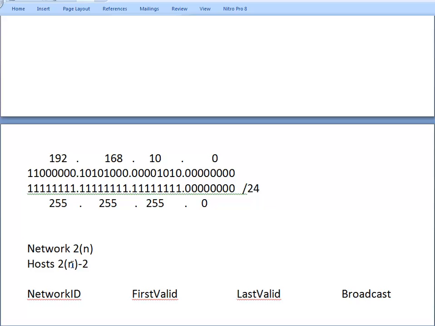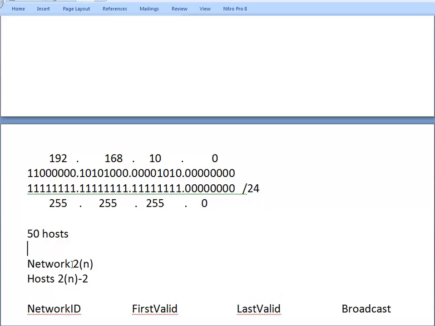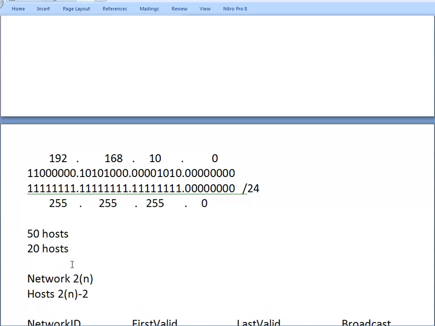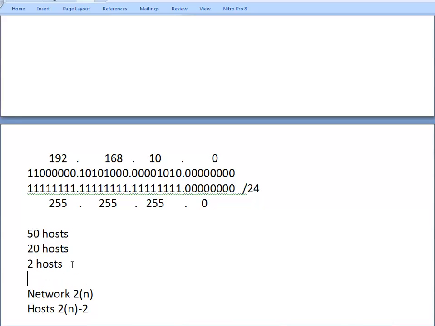Now the requirements are a bit different with the hosts. For example, one network is going to need, say, 50 hosts. The next network is going to need 20 hosts. And the next network is going to need 2 hosts. Right, so we actually have 3 networks, but each network requiring a different number of hosts. So first one is 50 hosts, second 20, third 2.